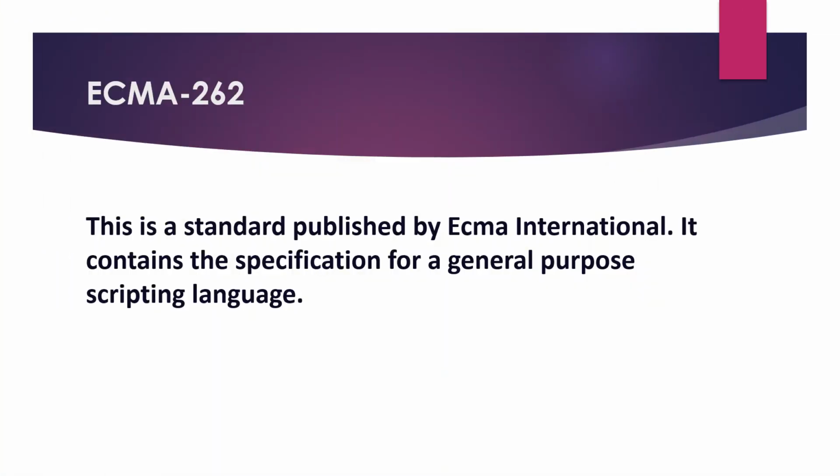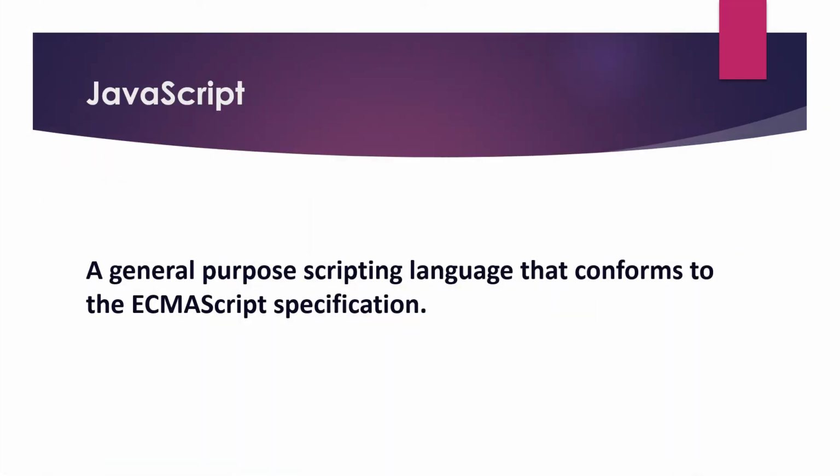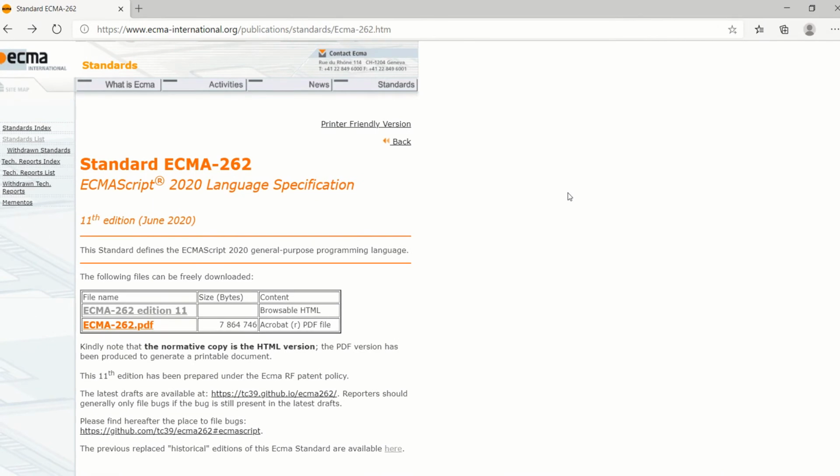So as we have seen on the ECMA International website, ECMA 262 is the standard published by ECMA International, and it contains the specification for a general purpose scripting language, which we call ECMAScript. And JavaScript is a general purpose scripting language that conforms to the ECMAScript specification or ECMA 262 specification. Now let's come back to this website and discuss ECMAScript editions.